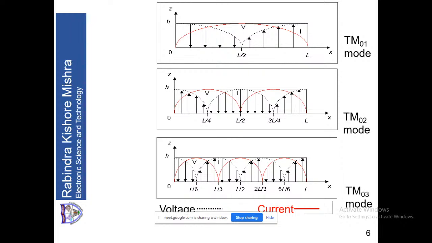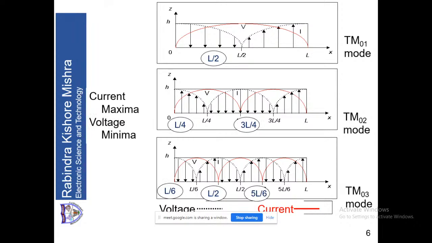So this is for the TM01 mode. We have seen one half wavelength variation. Then for the TM02 mode, you can see there are two half wavelength variations. For the TM03 mode, there are three half wavelength variations. So this is how the field is distributed within the patch, or in the microstrip antenna below the patch. So we are seeing the current maxima and current minima.